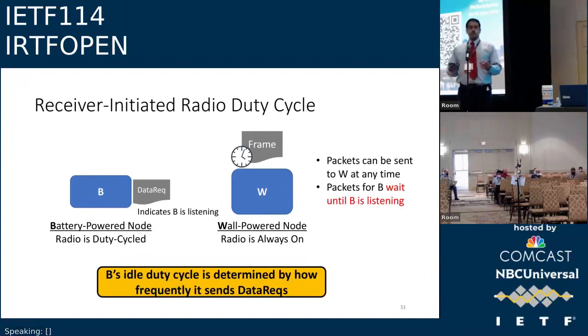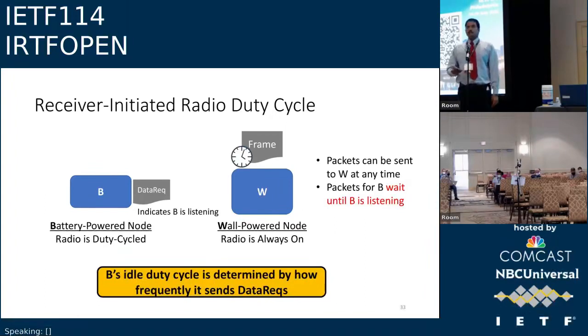So W has to wait until it gets its data request packet. And once it does, then it can go ahead and send the frame to B, and B will listen and receive the frame. Okay, so what's the key point here? The key point I want to emphasize is that B's idle duty cycle is directly related to how frequently it sends data request frames. B can choose to send data request frames very rarely, which allows it to get very good energy consumption, but doing so would cause more of a delay in getting frames to it, since W has to wait for the data request frame in order to send it one of the data frames.